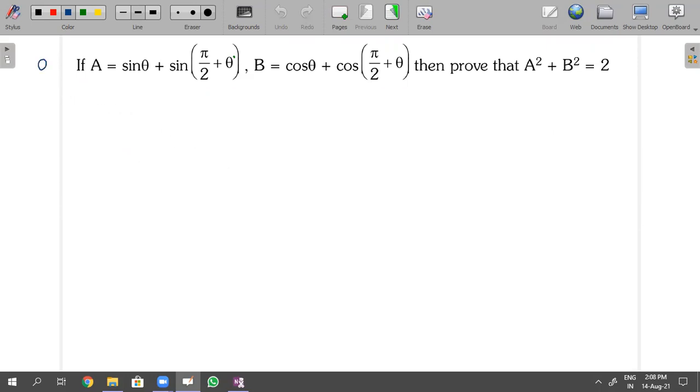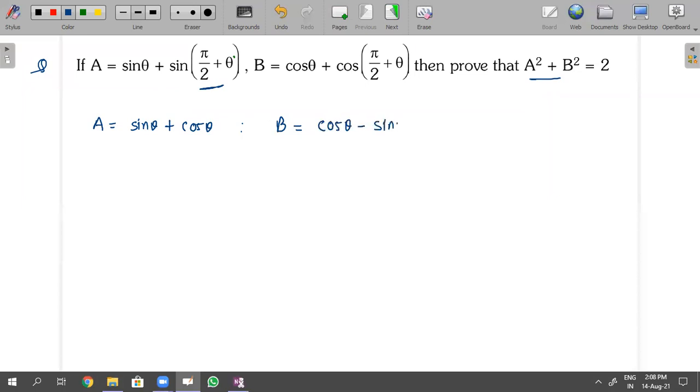Have a look at question number 1, where the values of A and B are given in terms of a trigonometric function. We need to prove that A square plus B square is equal to 2. First of all, try to deduce sine(90 plus theta). As you know, sine(90 plus theta) is equal to cosine theta. So there we go, we now have the value of A. Do the same thing with B, since cosine(90 plus theta) is equal to negative sine theta.